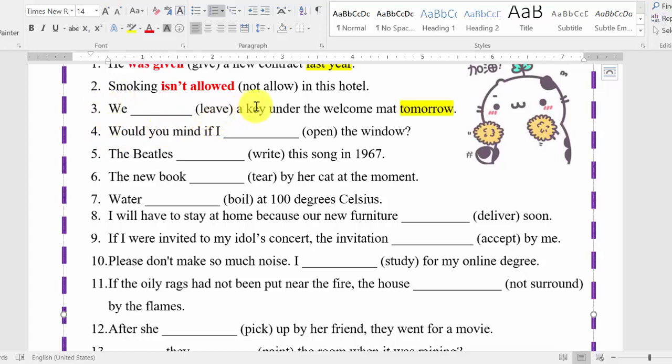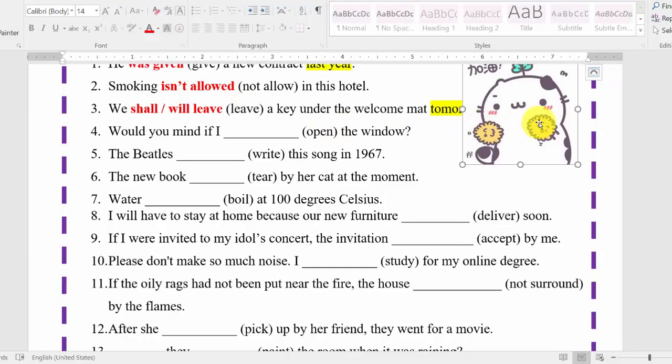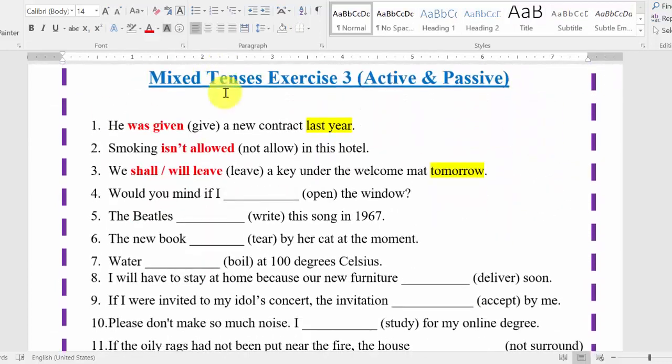This person can do this action, do this thing to the key, so it should be active voice, an active sentence. Your answer should be we shall or will leave. Simple future tense, shall or will plus original verb for active. So your answer: will or shall leave a key under the mat tomorrow. So next one, number 4.